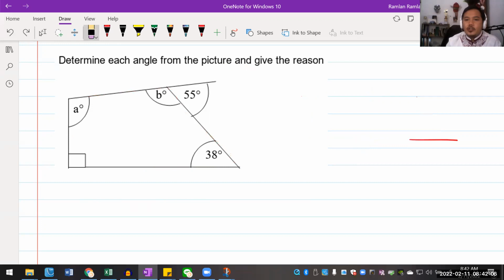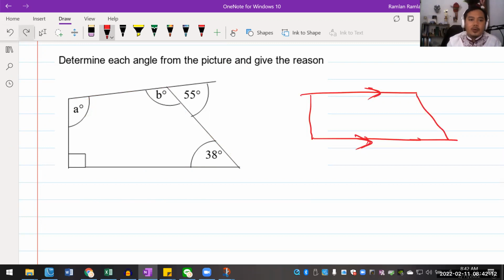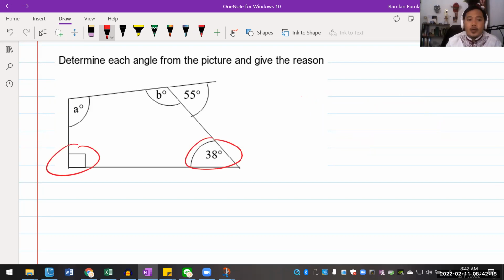So I'm going to show you how to do this. The question is: determine angle A and angle B. Now we can see what we have in the picture. This one is 38 degrees. This one, of course, you see that sign, right? This is going to be 90 degrees. We don't know A and we don't know B, but we know that we have an angle in here. Can anyone tell me what is the connection between angle B and angle 55?